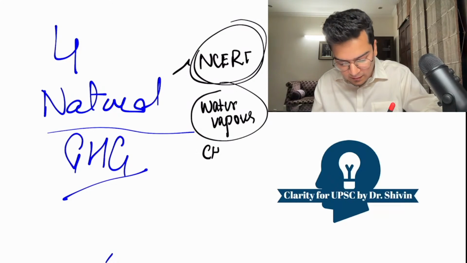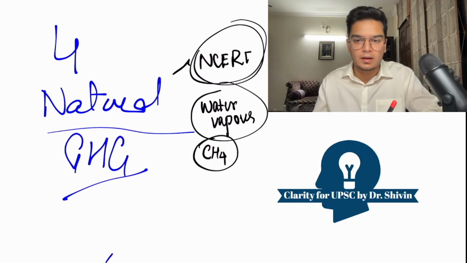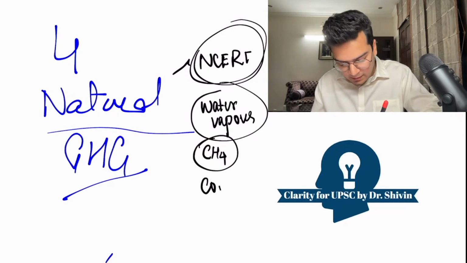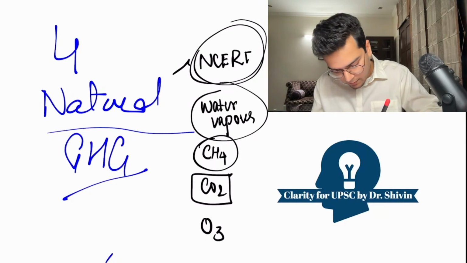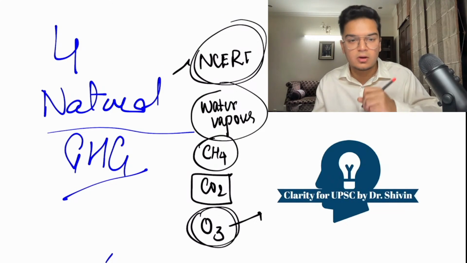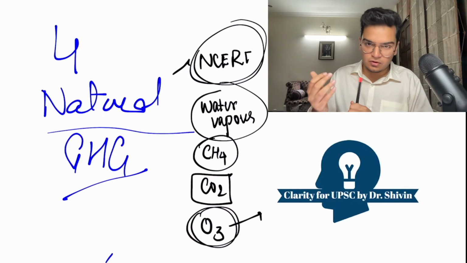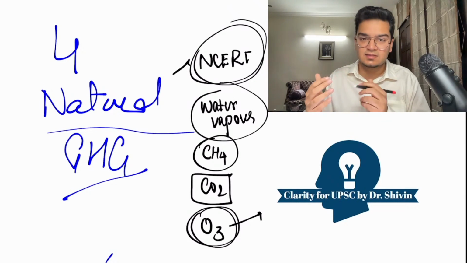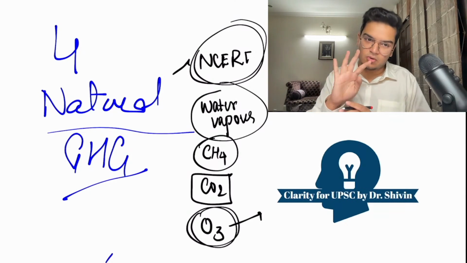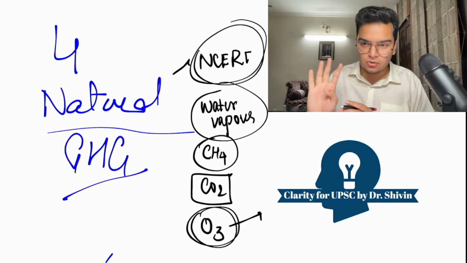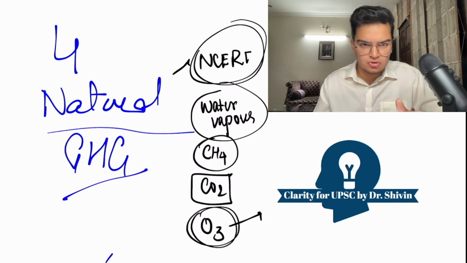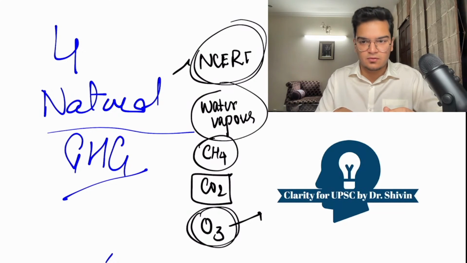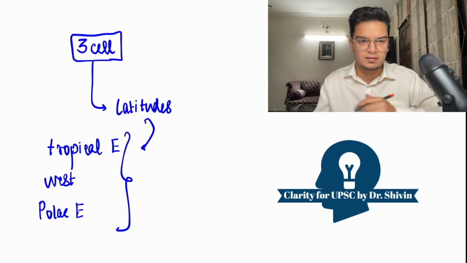Then there is methane. Then there is carbon dioxide. And lastly, there is also ozone. This most people do not know. So ozone, when it's in the troposphere and once it's in the stratosphere, has different impacts, right? There are only 4, right? The 4th one is ozone. So please ensure that this is a question that you should answer correctly. You should not get this wrong.